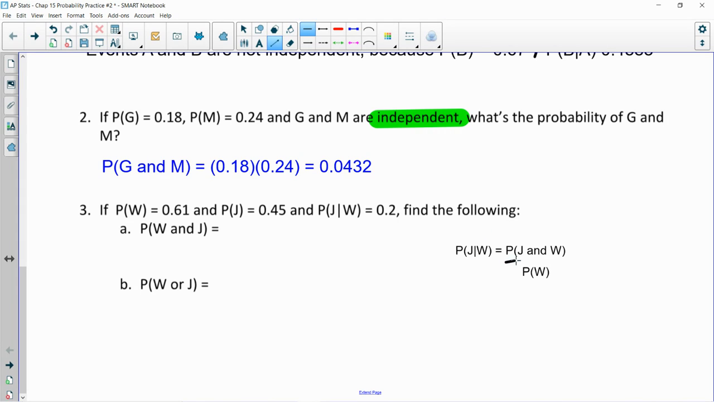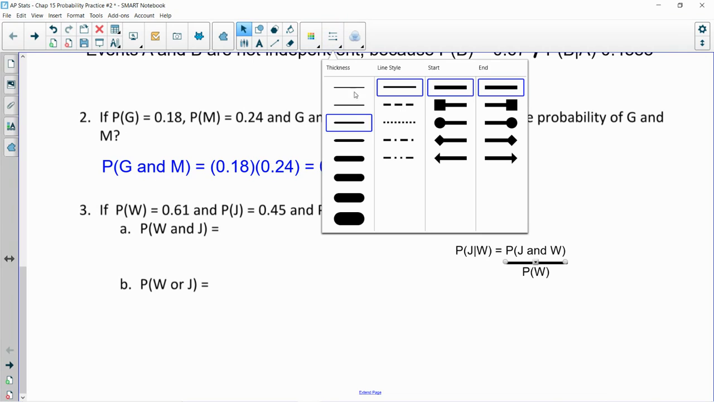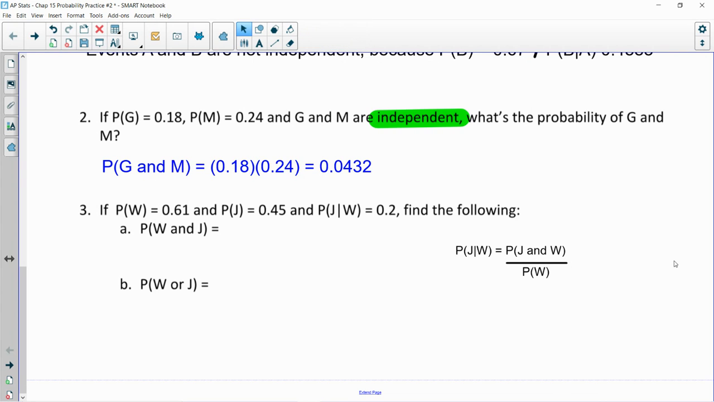So we can use this little formula right here. Now, you can do one of two things. You can leave it just the way it is and work with it from there, or you can say, well, I'm looking for W and J, which is the same as J and W. I want everyone to understand that. An intersection is commutative, the commutative property applies. So whether you do W and J or J and W, we're looking at the same thing.